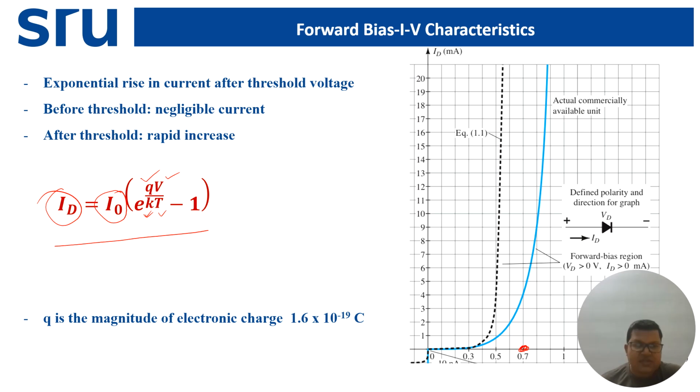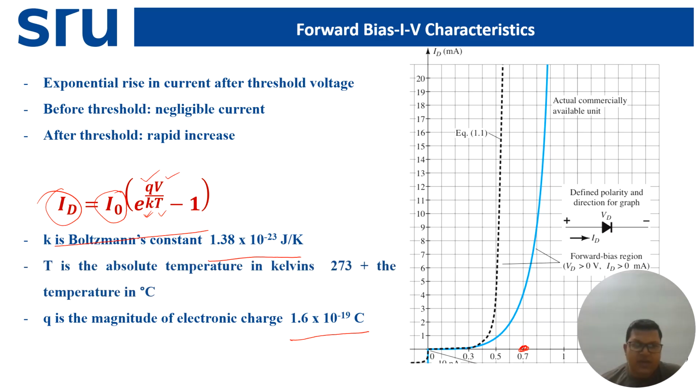As I have already explained, we know the value of Q is 1.6 times 10 to the power minus 19 coulomb, K is the Boltzmann constant whose value is 1.38 times 10 to the power minus 23 joule per Kelvin, and T is the absolute temperature in Kelvin, that is 273 plus whatever the temperature is in degrees Celsius. So this is the explanation of the forward bias diode characteristics.